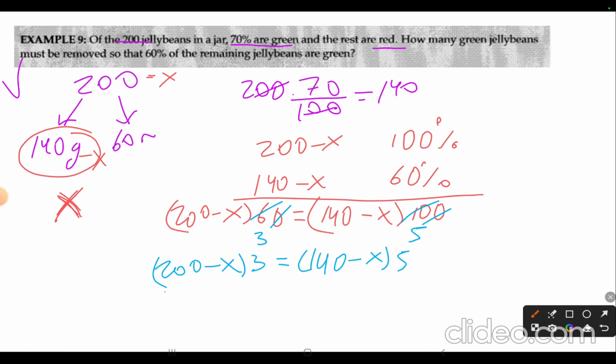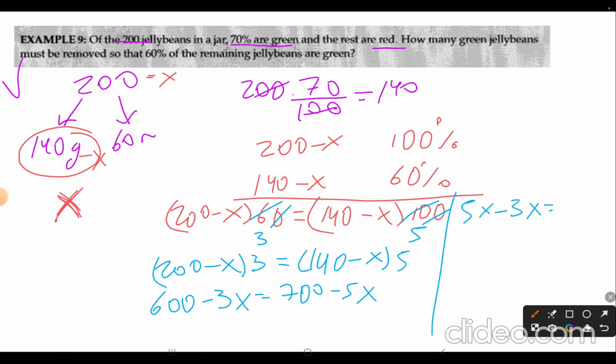Let's open the brackets. We have 600 minus 3x equals 700 minus 5x. Let's take 5x to the left side and we will have 5x minus 3x equals 700 minus 600. This is 2x equals 100, so x is 50. This is the answer. We should take 50 green jelly beans, and then it will be 60% of all the jelly beans.